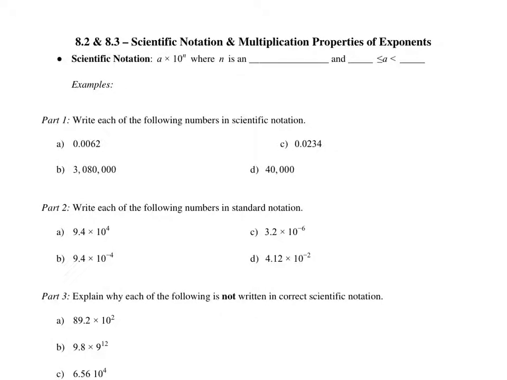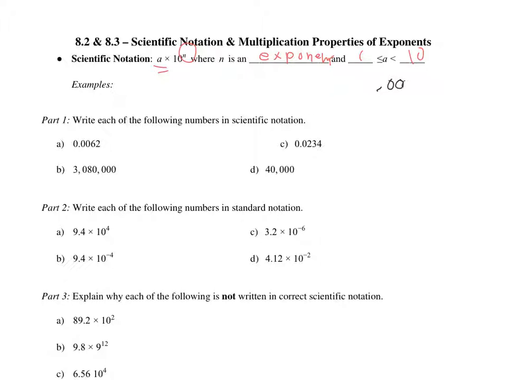Scientific notation is a mathematical expression used to represent a decimal number, a times 10 to the n, where n is an exponent and the a value has to be at least 1 but less than 10. So you can write numbers with many digits.